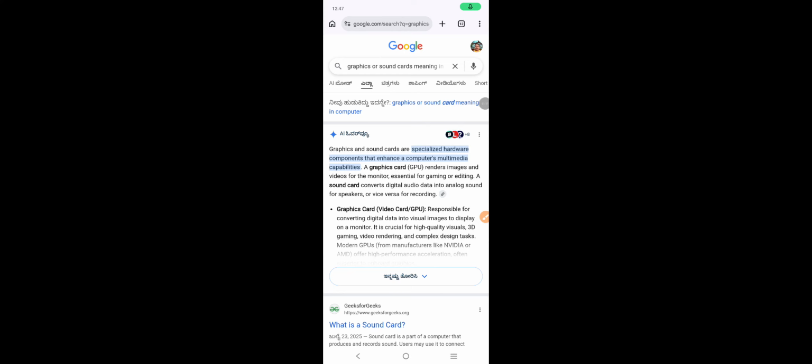Here I would like to say what is the meaning of graphics or sound cards. Graphics and sound cards are specialized hardware components that enhance a computer's multimedia capabilities. A graphics card, that is a GPU, renders images and videos for the monitor, essential for gaming or editing. A sound card converts digital audio data into analog sound for speakers, or vice versa for recording. So we should remember that graphics and sound cards are specialized hardware components that enhance, that is, increase, a computer's multimedia capabilities.